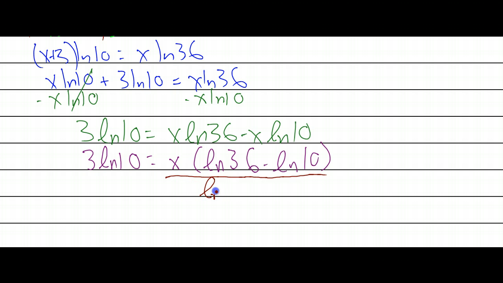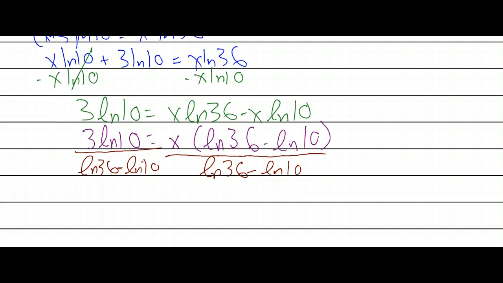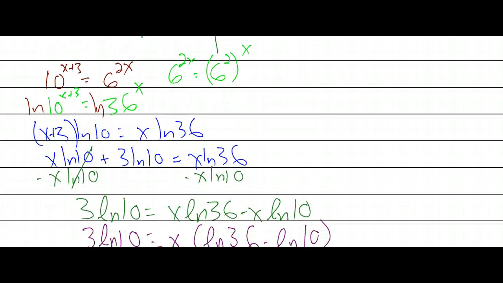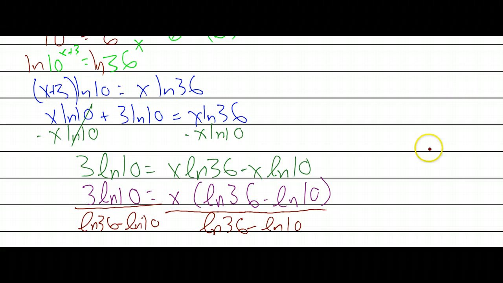So we're going to divide both sides by this quantity. Because again, natural log of 36 is a number, natural log of 10 is a number, so you can think about it just as a constant. So we have x is equal to 3 times the natural log of 10 divided by the natural log of 36 minus the natural log of 10. Okay, so we could have done it the other way. It would have been the same thing, but you know, it's all good.